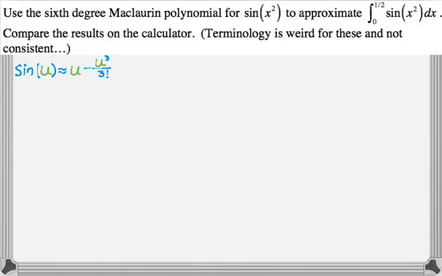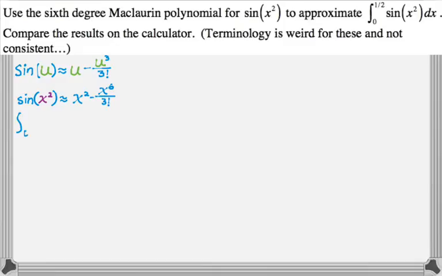Since I'm going to sub in x squared, I know that if I stop at cubed when I do squared to the third, it gives me to the 6th. So I know that I'm done there. Now I do the substitution, create the composition, whatever you want to call it. That gives me x squared minus x to the 6 over 3 factorial. So now what I really want to do is integrate that.